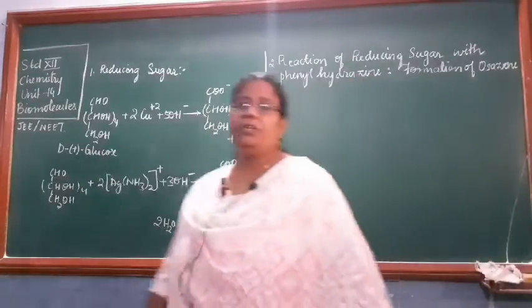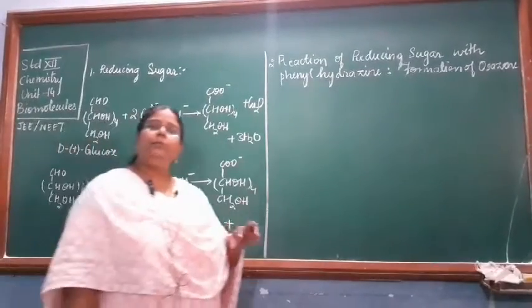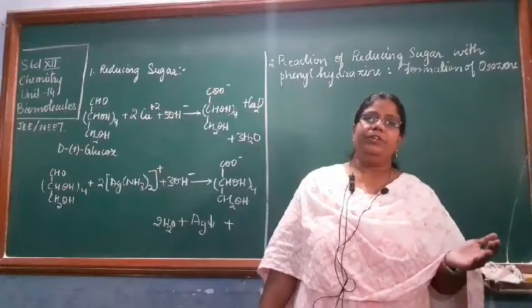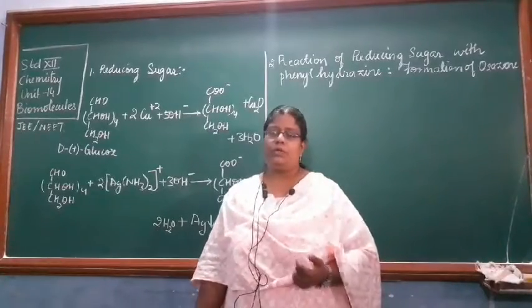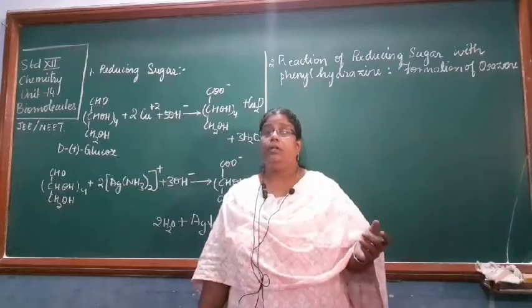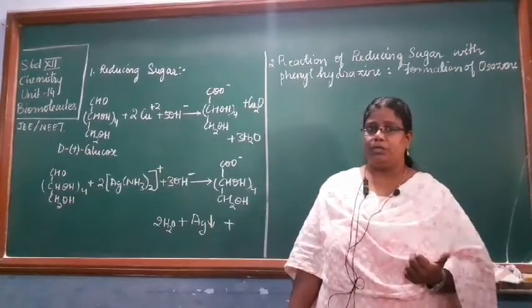The next point which we are going to discuss is that we had seen carbohydrates could be divided into non-reducing sugar and reducing sugar. Non-reducing sugars were those which could not reduce reagents like Fehling solution or Tollens solution. Okay.